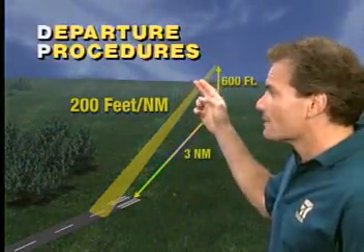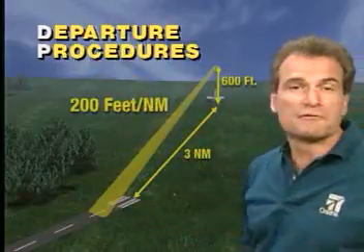But what if there are obstacles or ATC has a heavy traffic load in that area? Well, you'll be glad to know that for those occasions, the FAA has a procedure for you to follow when departing IFR. And for some strange reason, they call them departure procedures, or DPs for short.